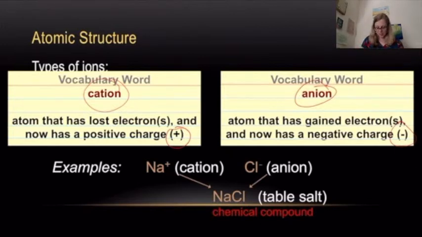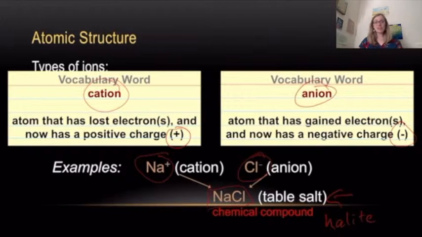So here's another example of a mineral. This mineral is table salt, right? But the real name for this mineral is halite. And it's made out of a cation, a positive sodium, and an anion, a negative chloride atom, bonded together to make one mineral. One naturally occurring solid with chemical composition and crystal structure. There you go.